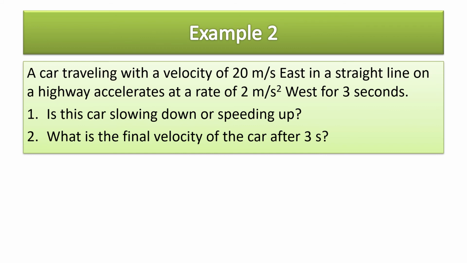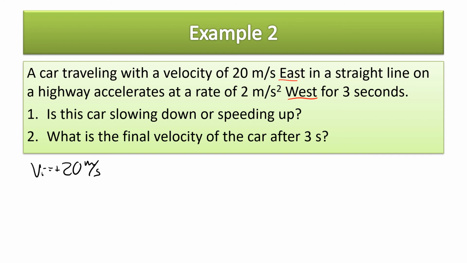Example 2. A car traveling with a velocity of 20 meters per second east in a straight line on a highway accelerates at a rate of 2 meters per second squared west for 3 seconds. If it helps, you could underline the directions so that you don't forget them, because this could be a little bit tricky. They're telling you an initial velocity, 20 meters per second east. So vi is equal to 20 meters per second. It's east, so we'll make it positive.